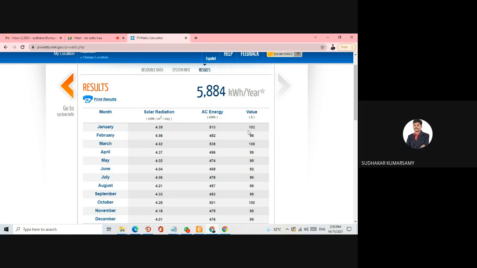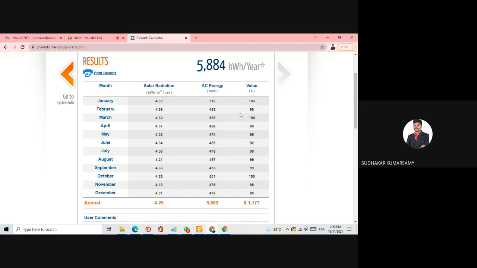You can save 103 ringgit. Here for February, you can say 96 ringgit. And for March, you can save 108. This value will increase if the energy is more. For example, during the month of March, we generate more energy. Therefore, the money savings are very high during March, whereas the savings are much less during the other months, because correspondingly the solar radiation is less, so the annual energy output is also less.